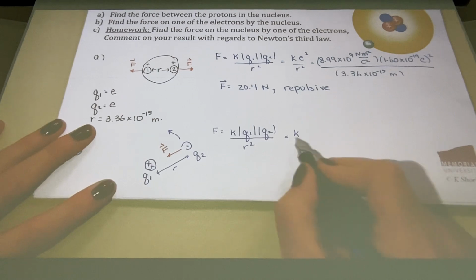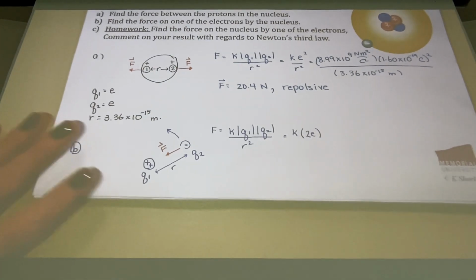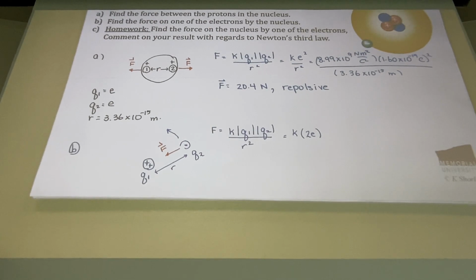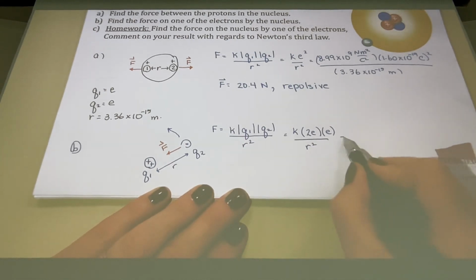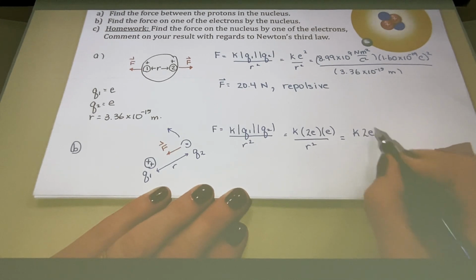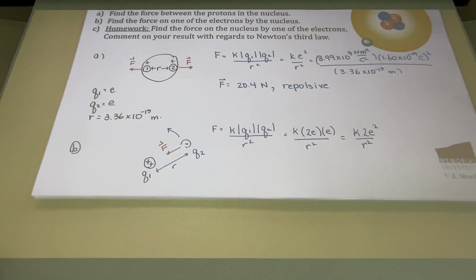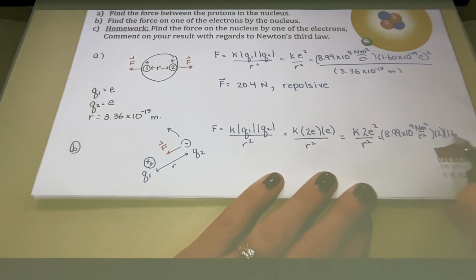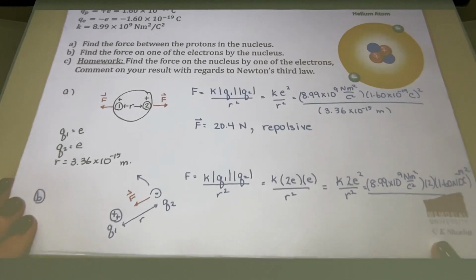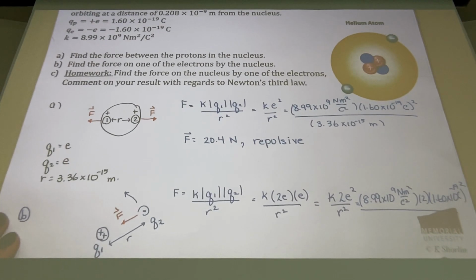So I've got K. The magnitude of charge Q1 is the charge on the nucleus. There are two protons in the nucleus, so the total charge would be the proton plus the proton, so 2 times the charge of a proton, or twice the fundamental charge. The magnitude of the charge on an electron is just the fundamental charge, divided by R squared. So I've got K times 2 times E squared divided by R squared. It's just a little bit of algebra so far. Okay, put the numbers in next. 8.99 times 10 to the 9 newtons meters squared over Coulomb squared times 2 times 1.6 times 10 to the minus 19 coulombs squared. The distance between the nucleus and the electron is 0.208 times 10 to the minus 9 meters.